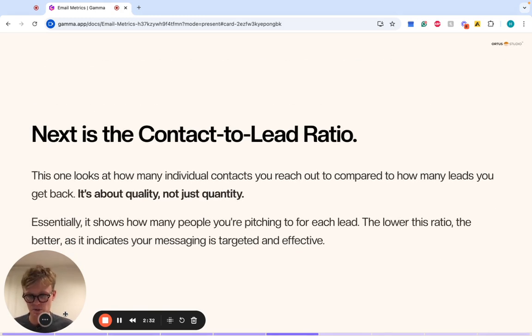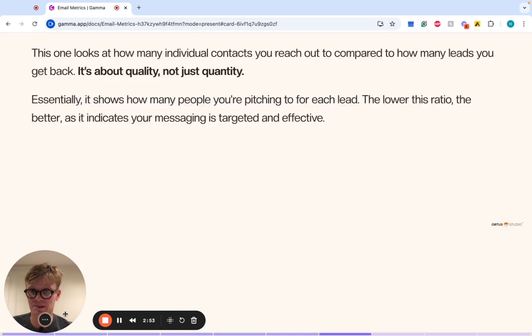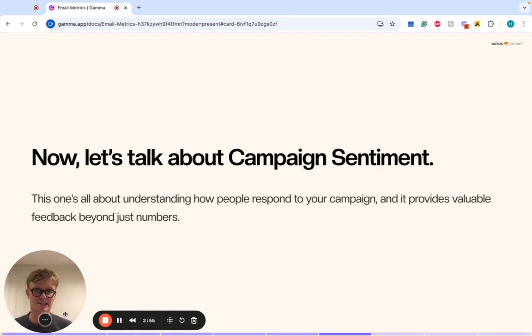And then we have contact to lead ratio. This one looks at how many individual contacts you reach out to compared to how many leads you get back. So this is about quality, not quantity. Essentially, it shows how many people you're pitching to for each lead. And the lower this ratio, the better, as it indicates your messaging and targeting are far more effective and on point. So that's all great, but those are real high level metrics.